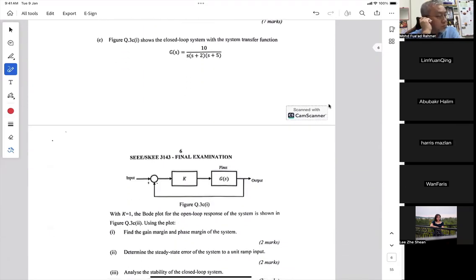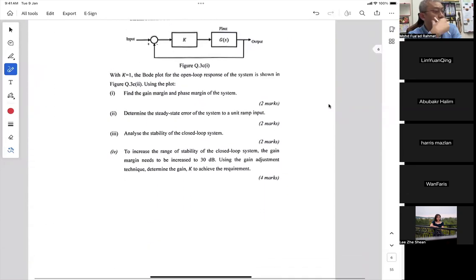Figure Q3C1 shows the closed loop system with the system transfer function G(s) equal 10 over (s plus 2)(s plus 5). With K equal 1, the Bode plot for the open loop response of the system is shown in figure Q3C2. Using the plot, find the gain margin and phase margin of the system. Determine the steady state error of the system to a unit ramp input. Analyze the stability of the closed loop system.